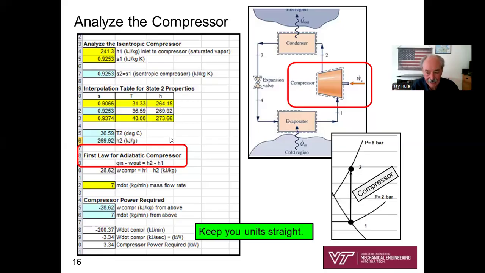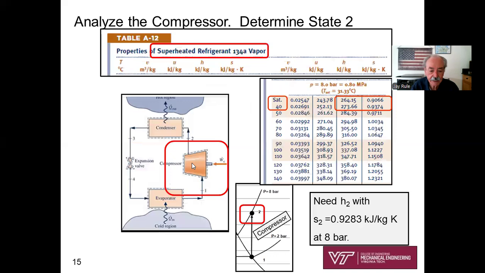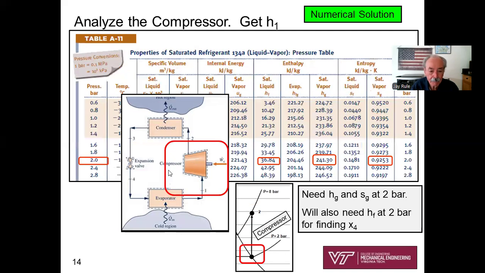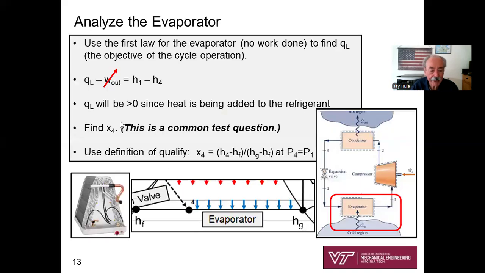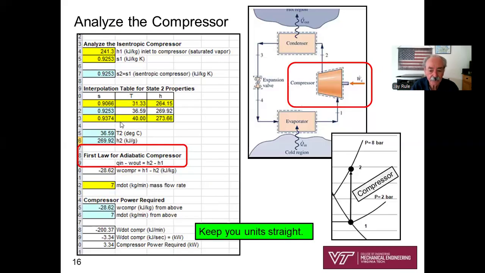Why did we go through to get that? Because we looked ahead and we're going to use the first law, steady state, steady flow. Sorry about that, I hit my mouse too quickly. First law for the adiabatic compressor: Q in, 0, minus W out equals H2 minus H1. Solving for W of the compressor, W dot over M dot is negative 28.62 kilojoules per kilogram.